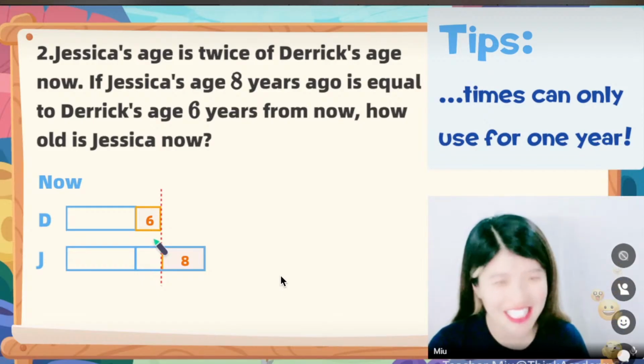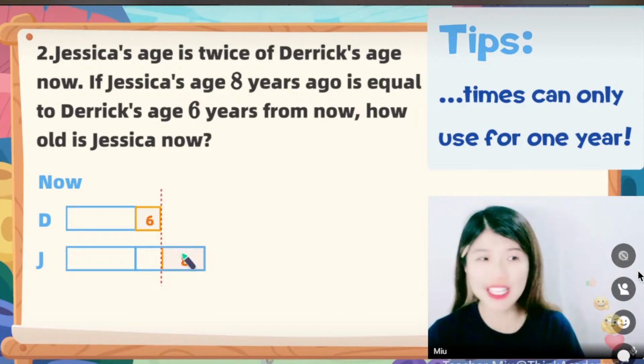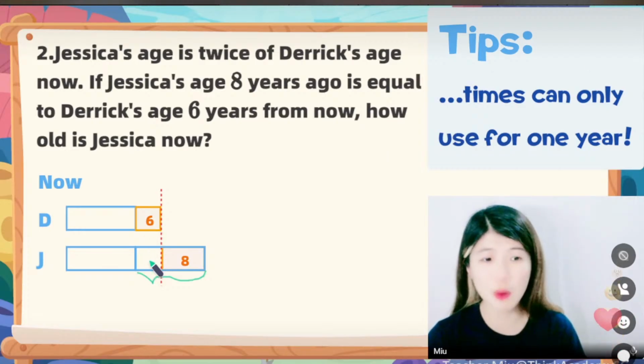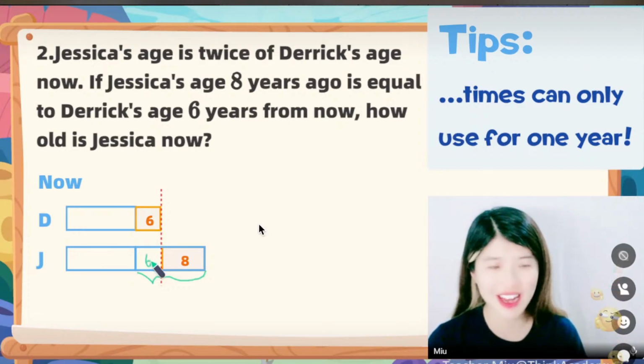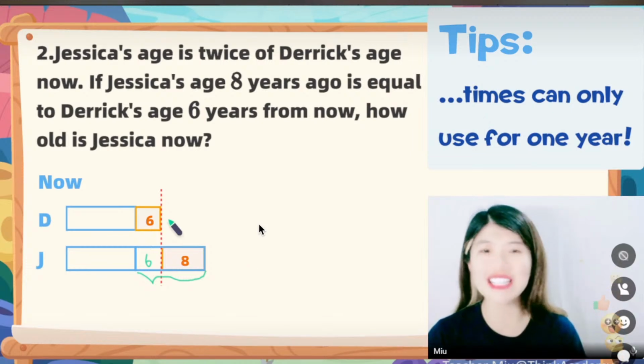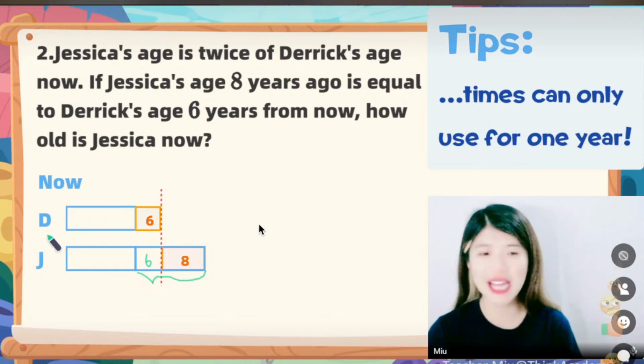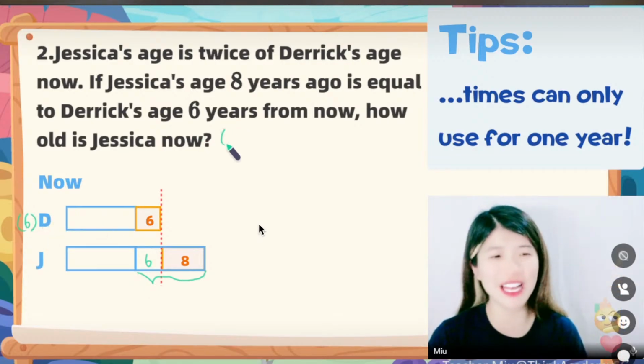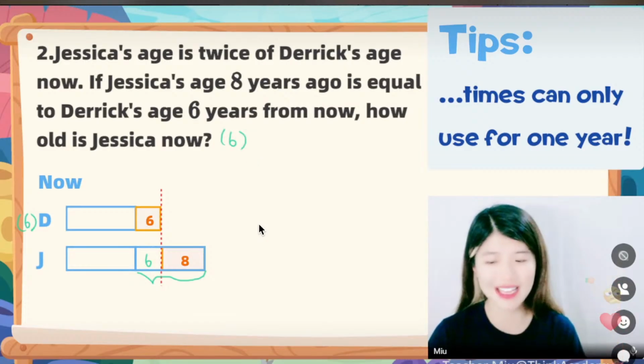Well done! Excellent. Then you will find out that for one specific unit, this part will be 6, right? So for 1 unit is 6. For Derek, now he is 6. Ta-da! For 1 unit, right? So there's 6. That means the answer is 6, am I right? I can see some of the answers in the chat box tell me the answer is supposed to be 6. Am I right?